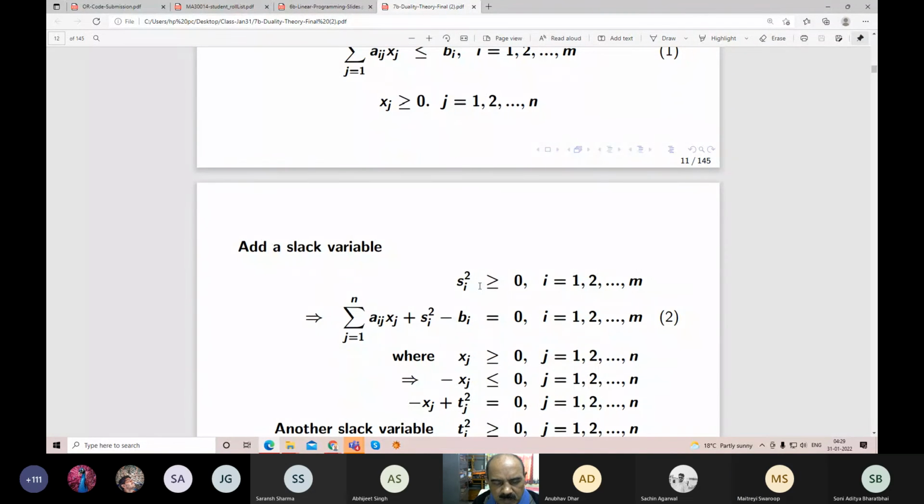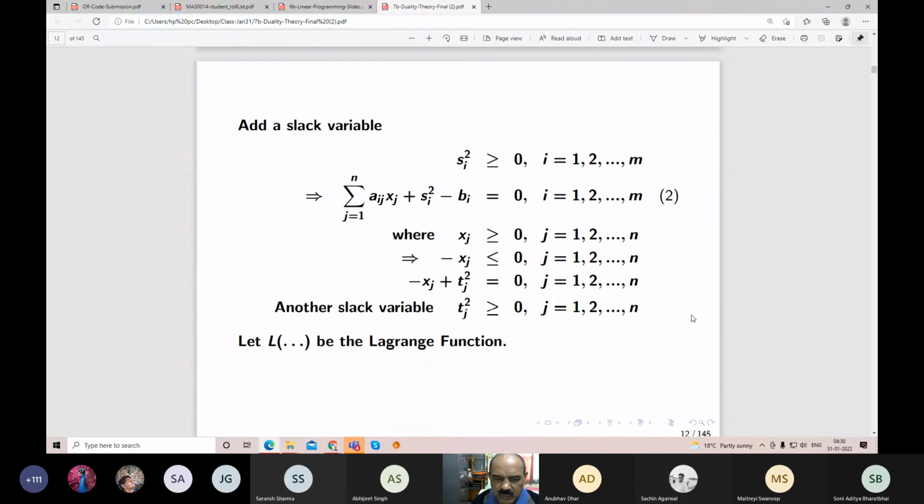Yes, sir. We write si squared greater than or equal to 0. Is si squared a continuous variable or a discrete variable here? What is our assumption? Continuous variable. Now see how we write it: summation over j varies from 1 to n, aij xj was less than type, so add a variable si squared, which is non-negative, minus bi equal to 0. Is equation 2 fulfilled or not? Yes, sir.